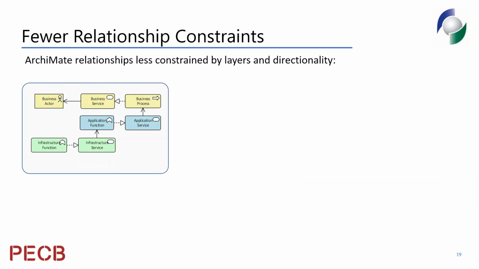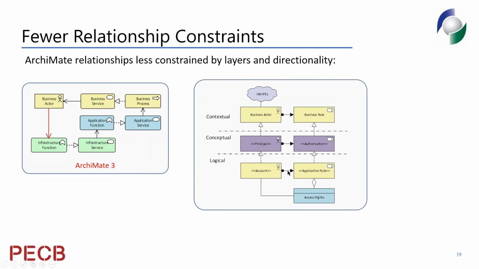There are fewer relationship constraints in ArchiMate 3. In ArchiMate 2, basically most relationships had to flow north from the lower layers to the upper layers. ArchiMate 3 is more relaxed about that. So we can insert elements in what we call our conceptual layer. Between a business actor and an account, in the logical layer we can think of things like principals. We can give them authorizations. We can map those onto application roles rather than business roles, and we can create models that trace how access management is being dealt with within an IT system.